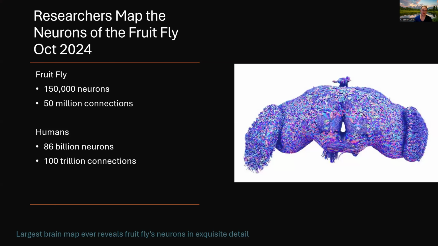I threw in this slide just because I found this very fascinating. Researchers mapped the neurons of the fruit fly in October of 2024, which is just not too long ago. The fruit fly brain has 150,000 neurons, of which there are 50 million connections. The human brain has about 86 billion neurons and about 100 trillion connections. We have a long way to go to fully appreciate and understand the human brain.